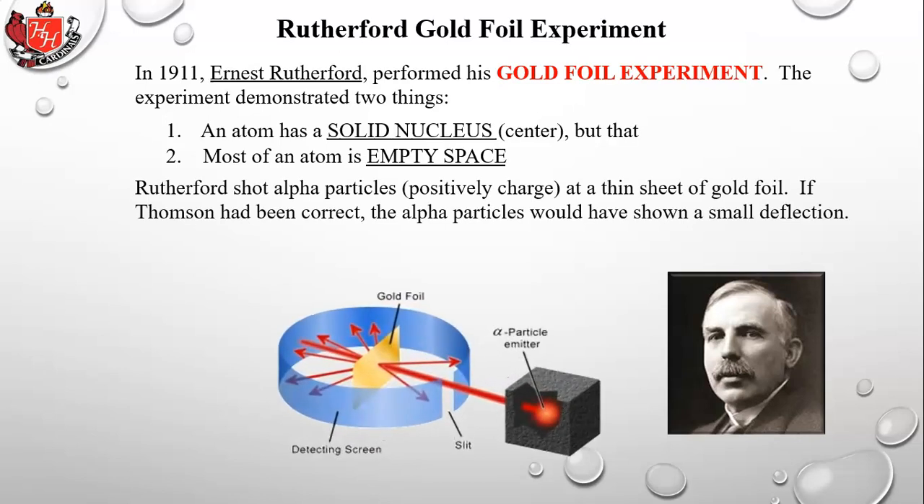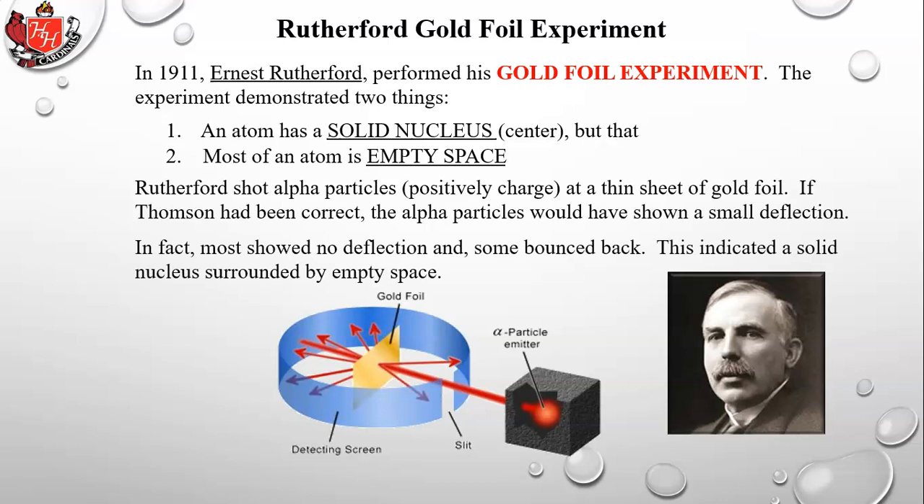So Rutherford shot alpha particles, and we'll talk about what those are later. They're positively charged particles at a thin sheet of gold foil. If Thomson had been correct, the alpha particles would have shown a small deflection. They would have either gone through these pink blobs that he thought were just soft positive charges, or the positive charge might have deflected these positively charged alpha particles and caused them to maybe curve a little bit. In fact, most showed no deflection, and some actually bounced back.